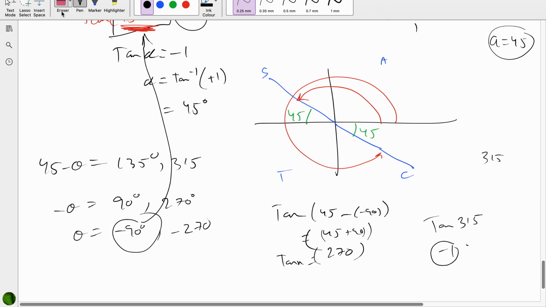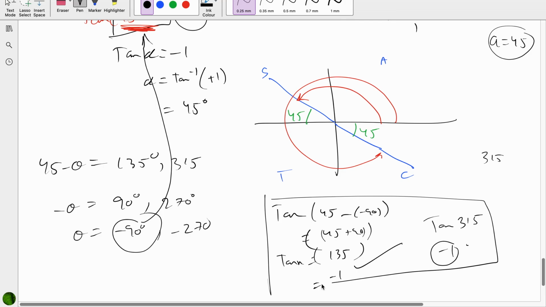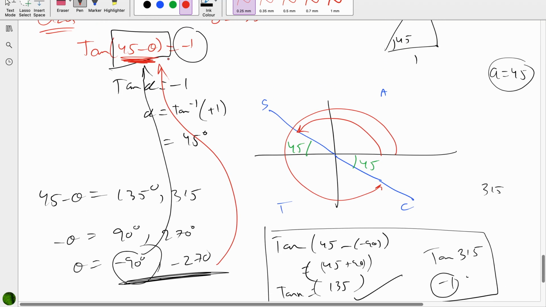Sorry, that was my mistake. It is not 270. 90 plus 45 is 135. So tan of 135 again, please. -1. So both are correct. This was not part of the solution. This was just a check. I had these two answers and I substituted them back in the main equation to see if it justifies. So when I plugged in -90 and -270 back, we're getting -1. So both are correct.